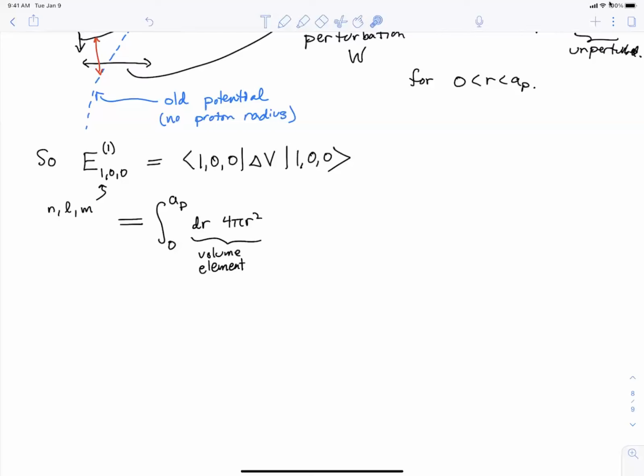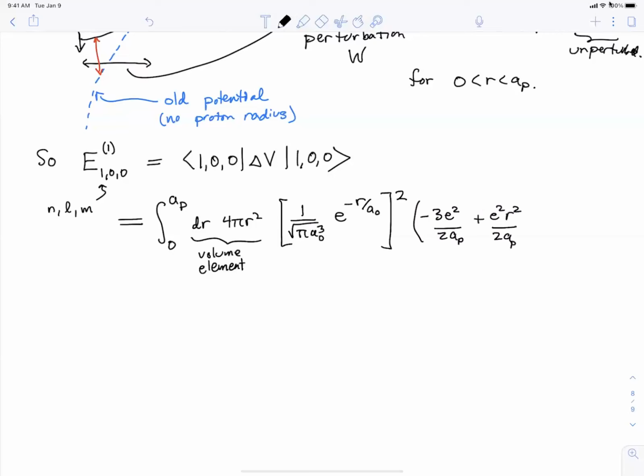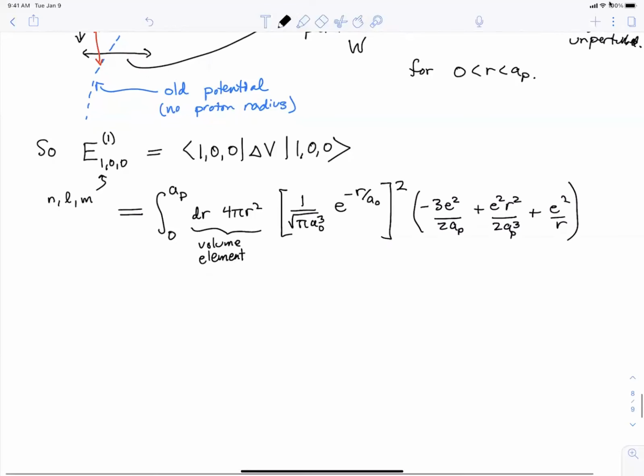Next, we put in the bra and ket wave functions, which fortunately in this case are just the hydrogen atom ground state wave functions. Each one of them looks like this, but there are two of them, so we square it. And then we plug in our delta V, otherwise known as W, which is minus 3e^2 over 2a_proton plus e^2 r^2 over 2a_proton^3 plus e^2 over r. If I were smarter, I would have factored out an e^2 right away. So that's the integral we need to do.